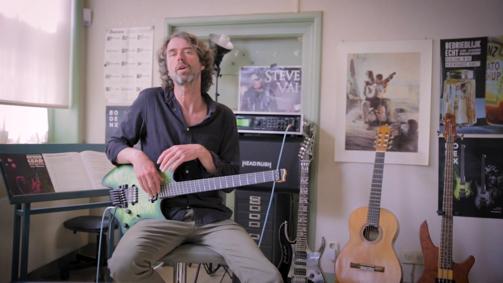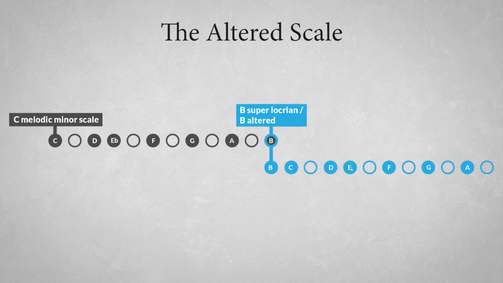The altered scale or altered dominant scale is the 7th mode of the melodic minor scale. It is also referred to as the super Locrian mode. So when we want to play the A altered scale, we have to think of the B flat melodic minor scale. Starting on the 7th note of this B flat melodic minor scale, we have created an A super Locrian scale or A altered scale.